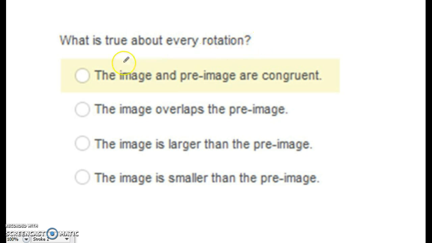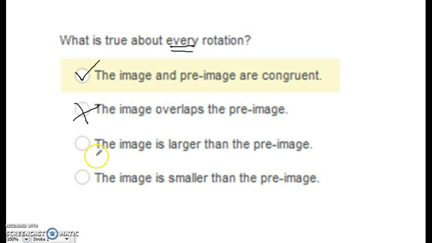All right, what is true about every rotation? So a rotation is a rigid transformation. So that means that it's going to preserve the shape and size. So the image and the pre-image are going to be congruent. They're going to be the exact same shape and size. The image will overlap the pre-image. That'll happen sometimes, not every time, and it wants to know what's true about every rotation.